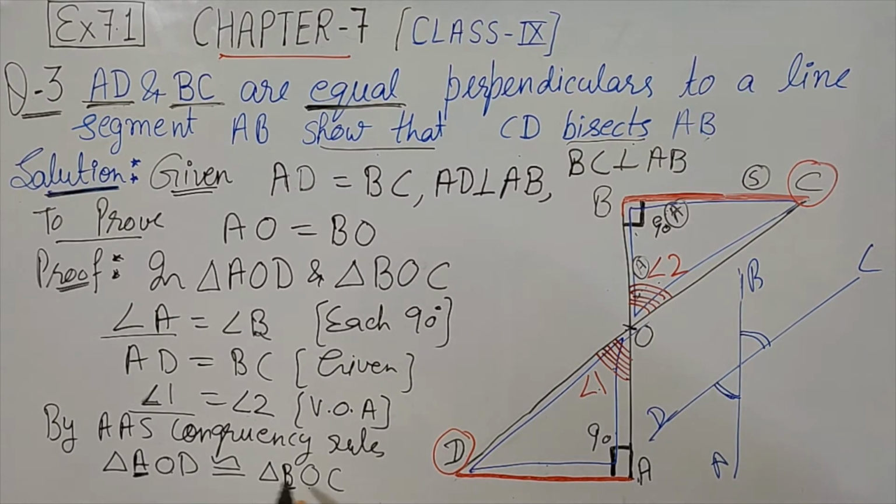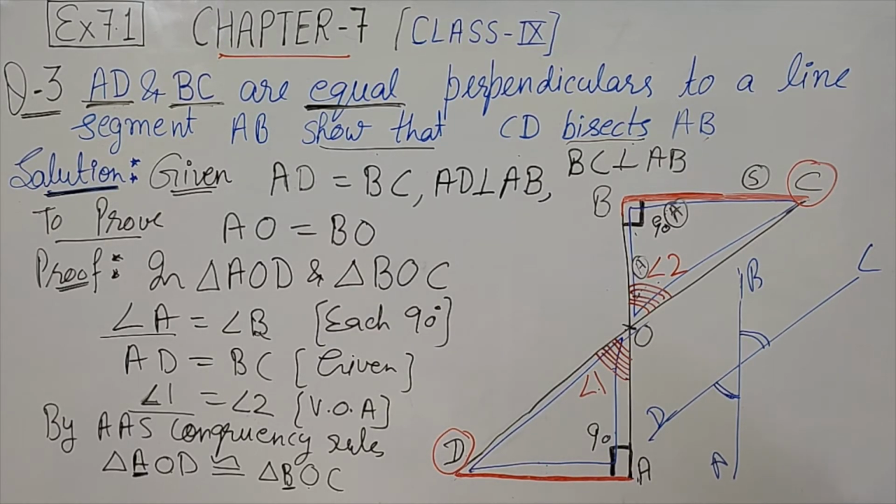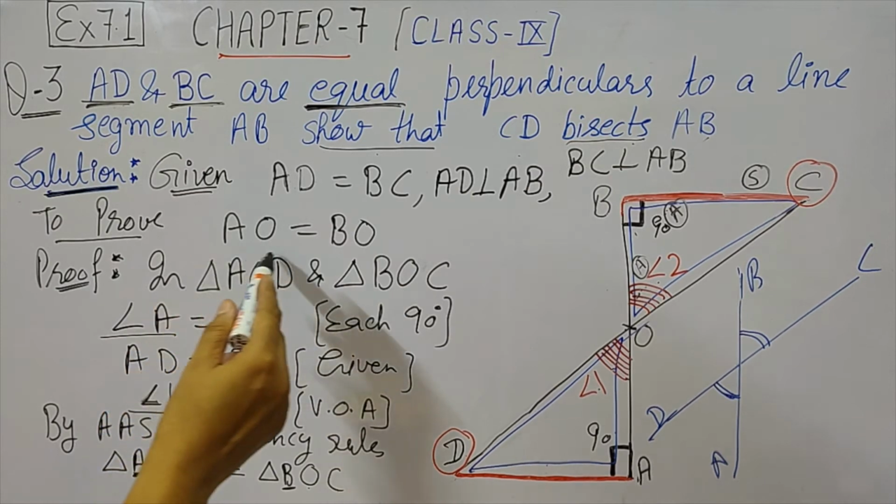So angle AOD is equal to angle BOC. If you write the name of the triangle according to correspondence, then it will be very easy for you to find other corresponding terms. Okay, so we have to prove AO is equal to BO.